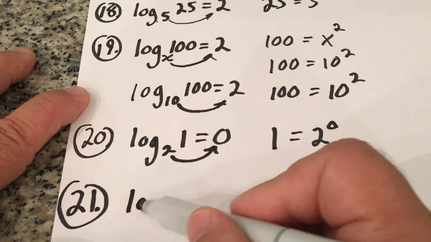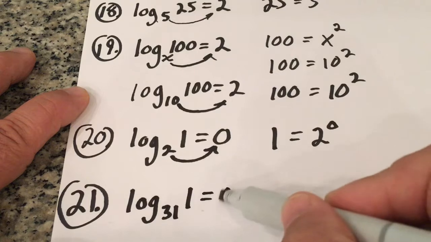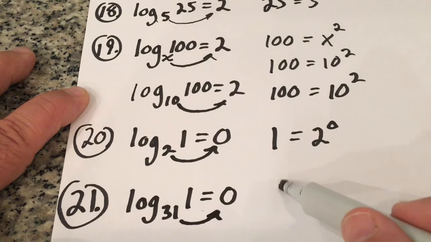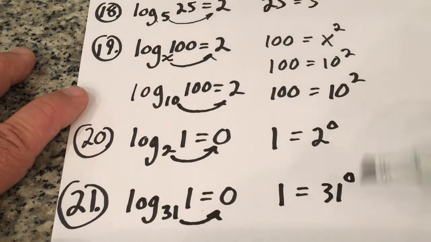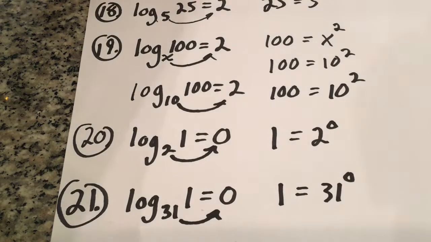Number 21, log base 31, big number, of 1 equals 0. And again, the log leg kicks the 31 over, the 31 pushes up the 0, so that's going to give me 1 equals 31 to the 0 power. So you should start to recognize that any number raised to the 0 power is going to be considered 1.